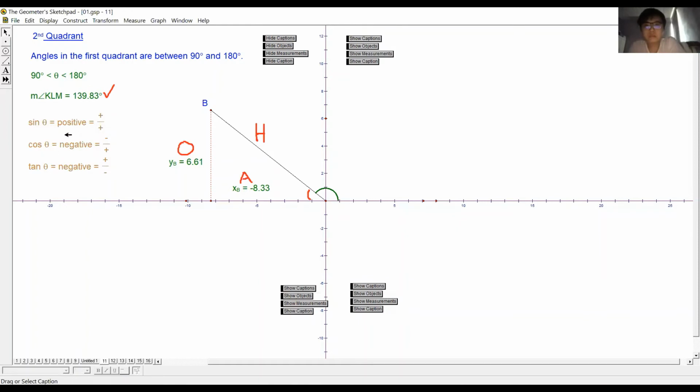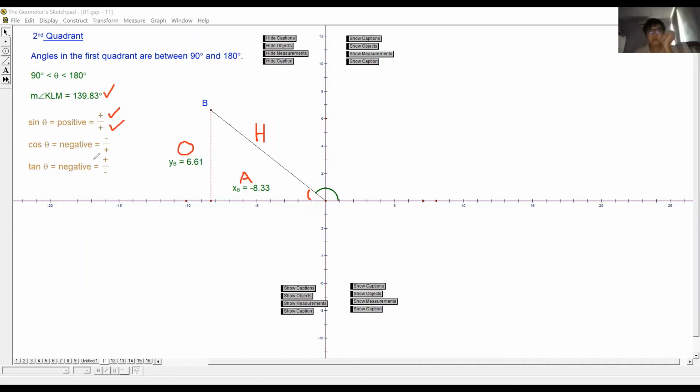Sine theta is opposite over hypotenuse. What is the sign of this length here, the opposite? Positive, correct. Very good. This is positive. Then hypotenuse is always positive. So as a result, the trigonometric ratio sine theta is a positive number.